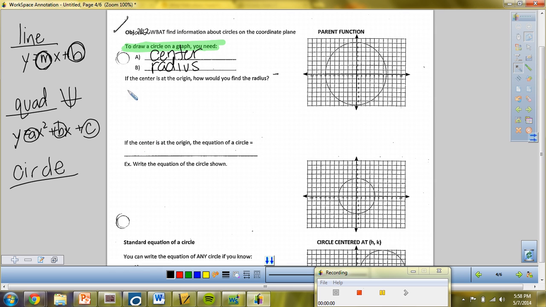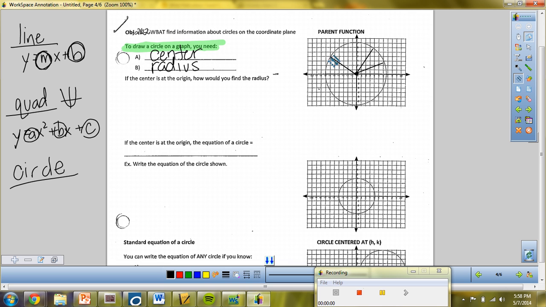So if the circle is centered at the origin, how could we find the radius? All right, well, here I have an example, centered at the origin. So here's my center. My radius can be drawn any direction, right? I have a ton of different radii here, but I'm just going to pick a specific one. How would I find the measure of this radius? Right? Can I just count and find that radius? Not necessarily. So there has to be a way for me to find this measure.